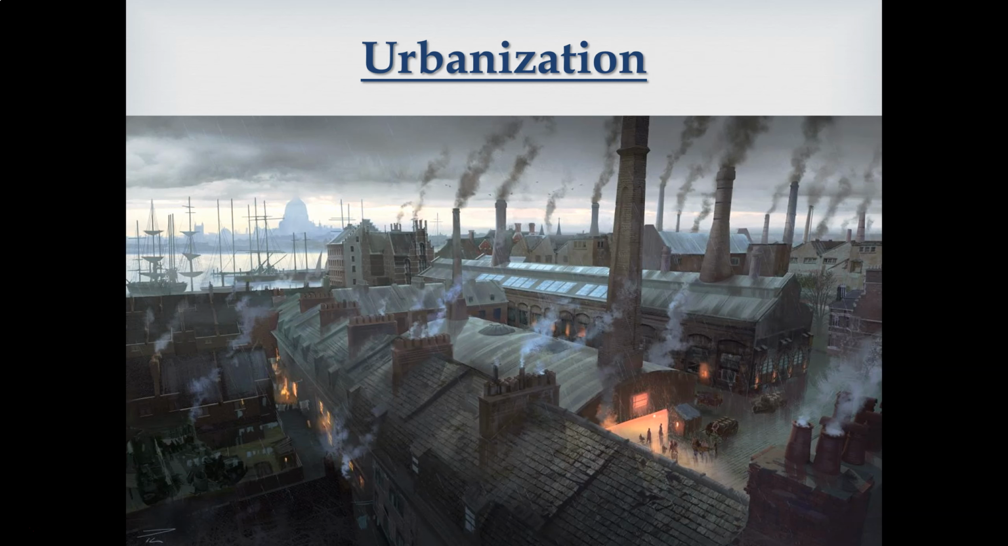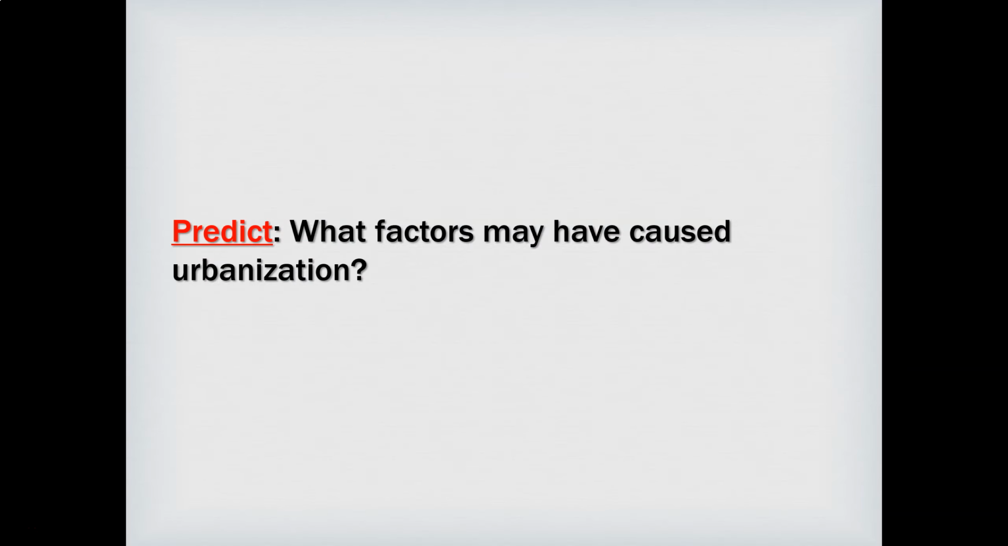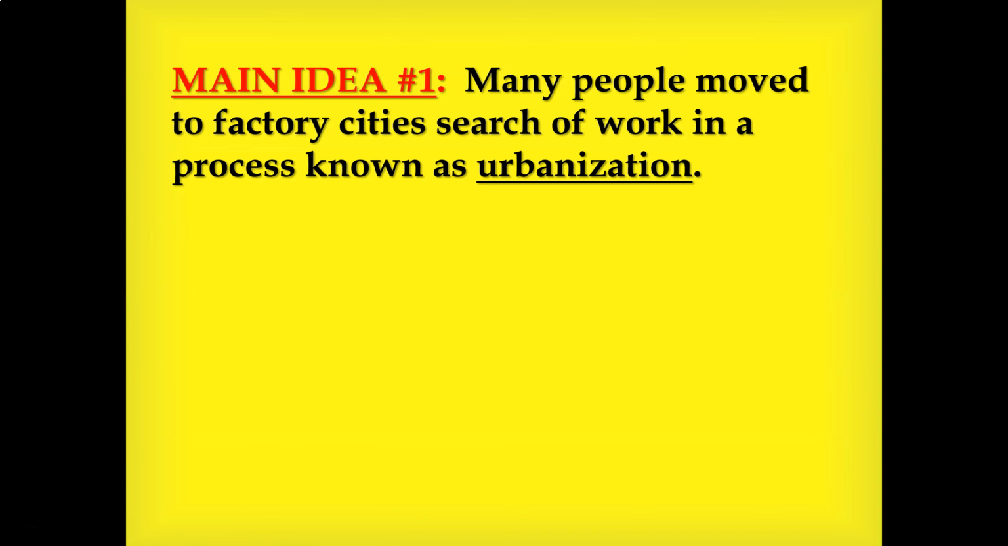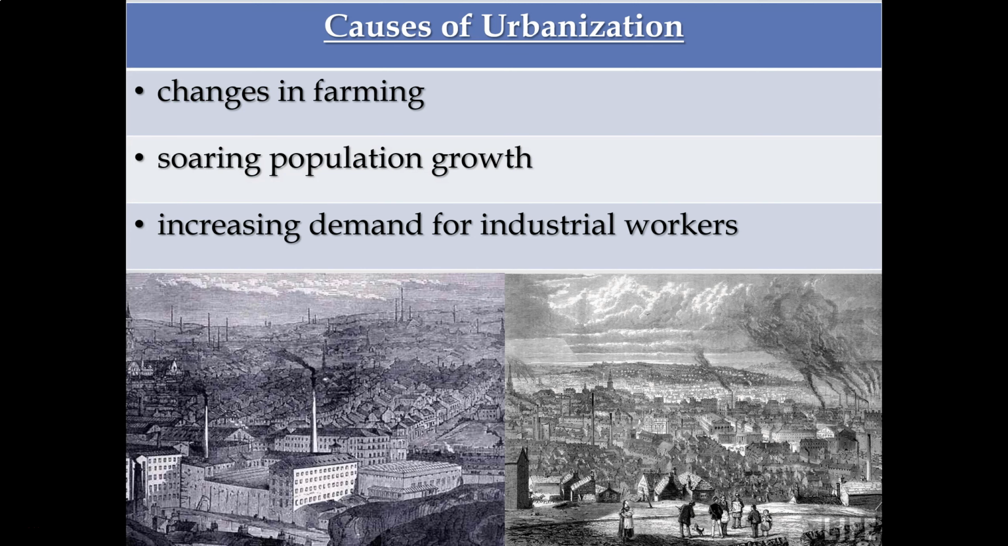And our first big topic in this is going to be urbanization. Urbanization, guys, simply refers to the growth of cities. In other words, people moving to the cities. That's urbanization. So we have to stop and think, okay, what would have caused this urbanization? What would cause people to move to the cities during the Industrial Revolution? And let's get into our first main idea.